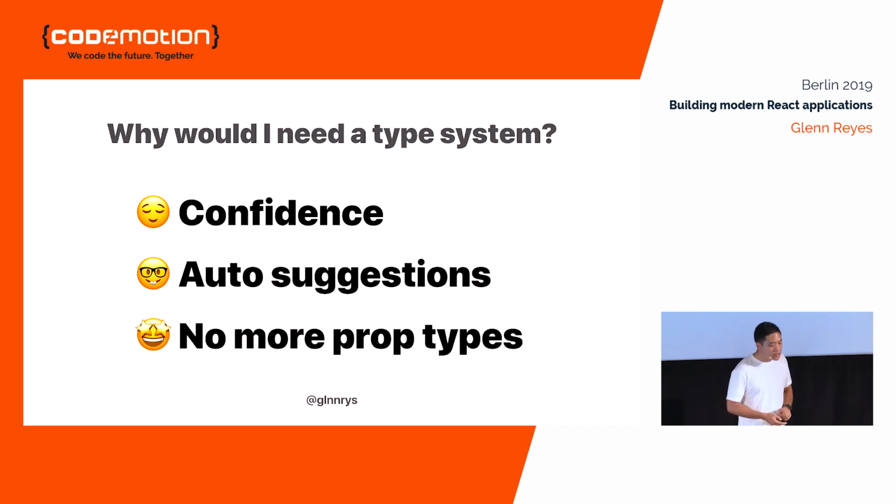And there are also type systems, especially statically analyzed type systems, that allow us to basically dump runtime types, for example, like prop types. Which means it also reduces our bundle size. So with type systems, for example, like TypeScript or Flow, we basically don't really need runtime type systems anymore.